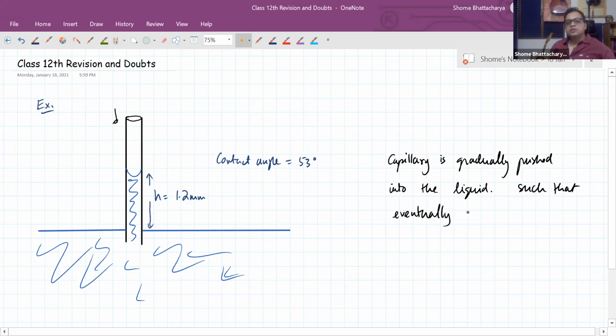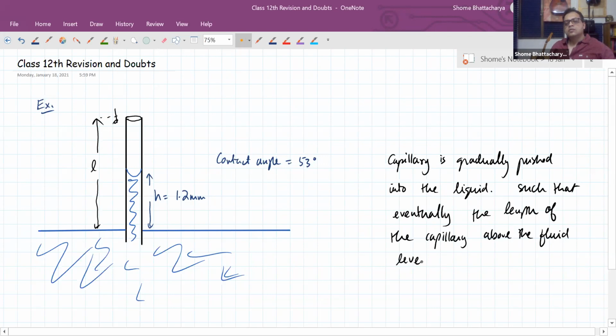eventually the length of the capillary outside, it was initially L greater than 1.2 millimeters, as you can see, okay, reduces to L prime equal to 0.9 mm. Okay.